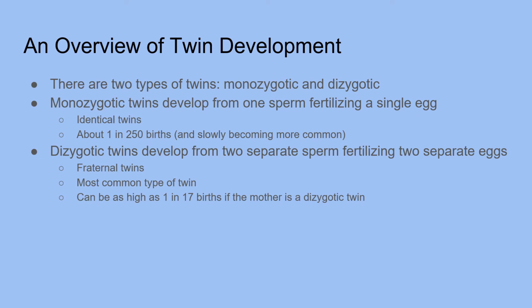There are two types of twins, monozygotic and dizygotic. Monozygotic twins are also known as identical twins. They develop from one sperm fertilizing a single egg, and they occur in about 1 in 250 births. Dizygotic twins, also known as fraternal twins, develop from two separate sperm fertilizing two separate eggs. This is the most common type of twin, and if the mother is also a dizygotic twin, the occurrence can be as high as 1 in 17 births.